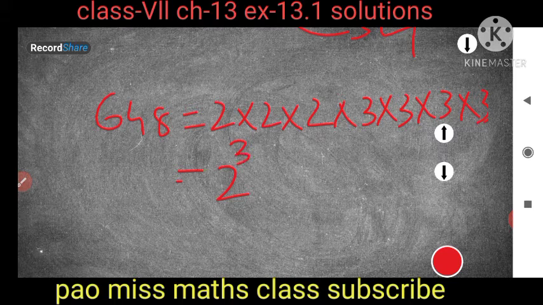3, isn't it? So 2 is multiplying 3 times, so 2 to the power 3, and 3 is multiplying how many times? 4 times. That means 3 to the power 4. So what is the answer? 2 to the power 3 and 3 to the power 4 is the answer for this question. Now come back to the next question.